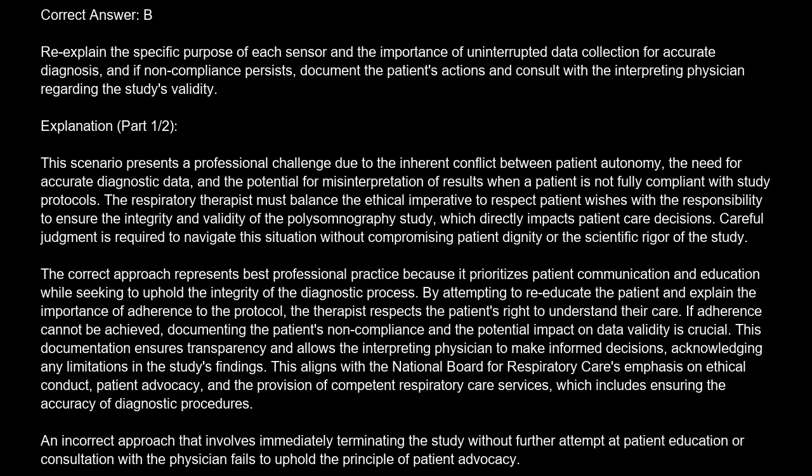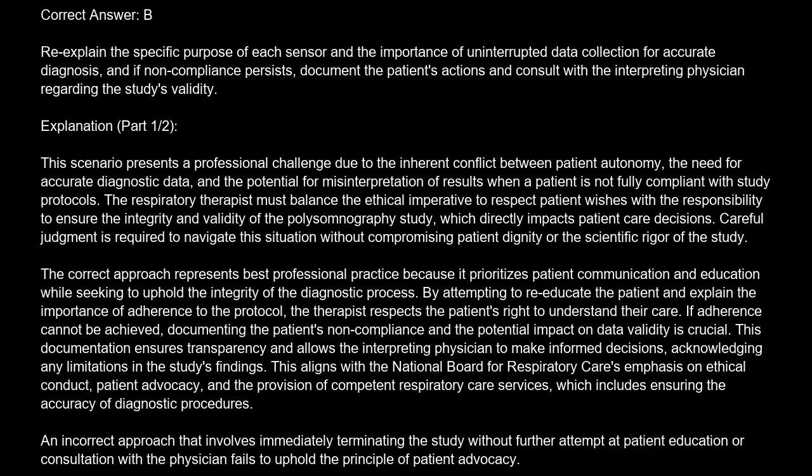The correct answer is B. Re-explain the specific purpose of each sensor and the importance of uninterrupted data collection for accurate diagnosis, and if noncompliance persists, document the patient's actions and consult with the interpreting physician regarding the study's validity.